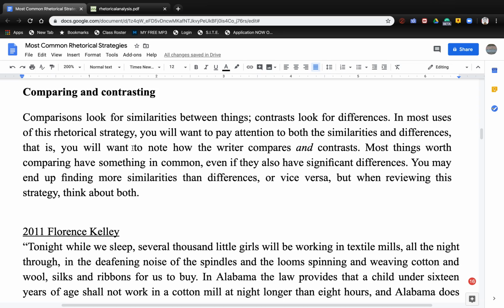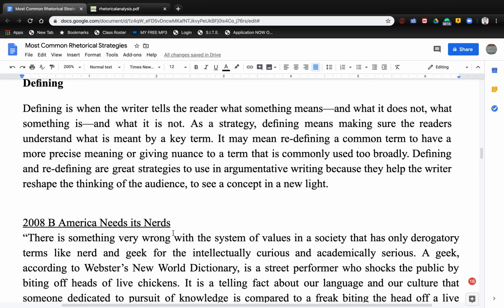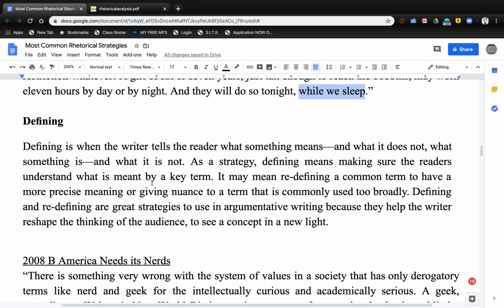And the key here you have to remember isn't about the naming. It's almost not as important what you call the strategy as it is if you're able to identify what it's doing and what its working parts are. So you've got defining, or a strategy of definition. Defining is when the writer tells the reader what something means, and also what it does not mean, right? And what something is and what it is not. This is important. If you define an argument, you control the argument. If you control the argument, you win the argument.